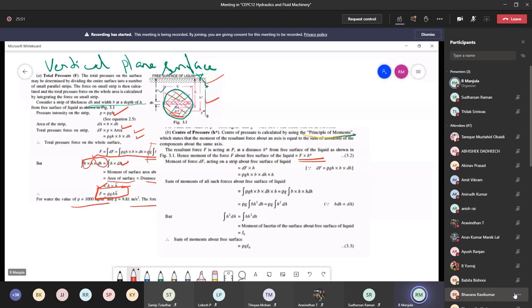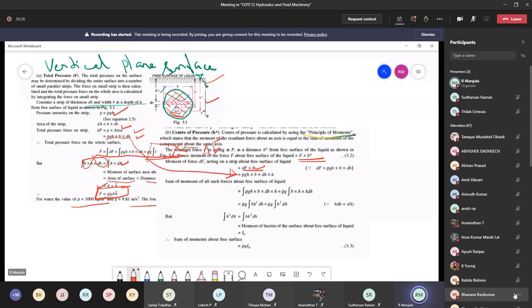Now the moment of the small force dF acting on the strip about the free surface is dF into H, because dF is the force acting on the strip multiplied by H, the distance from the free surface. Now what is this dF? dF is rho g H into b into dH. So substituting here, rho g H into b into dH.